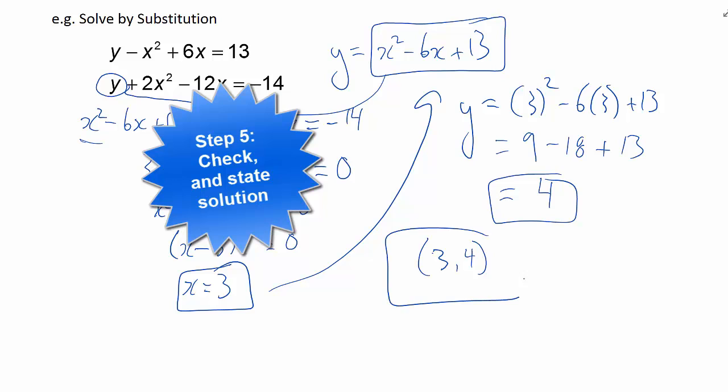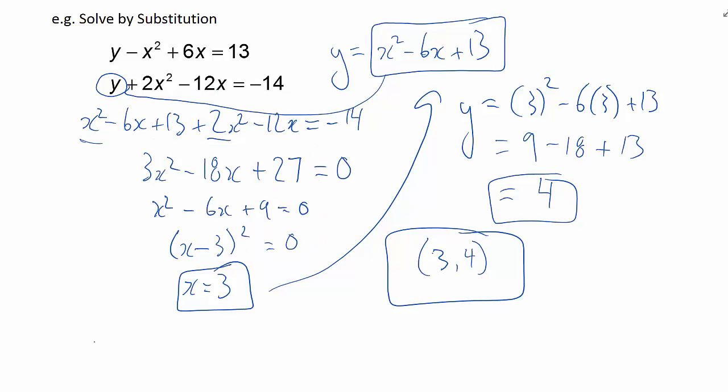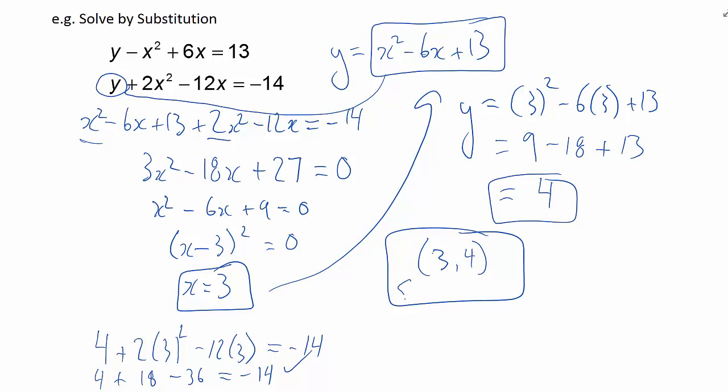I should double check that back into both of the equations. I mean, I'm pretty sure it works on the first one. Let's just double check the second equation. Does 4 plus 2 times 3 squared minus 12 times 3 actually equal negative 14? That's 4 plus 18 minus 36 equal to negative 14. 4 plus 18 is 22. 22 minus 36 is negative 14. Yes, it checks, so this is the solution here.